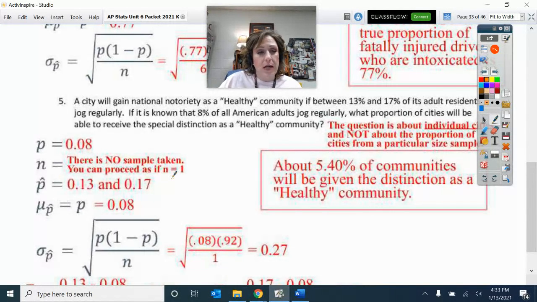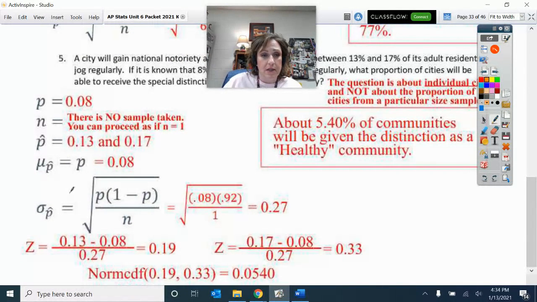So, I guess we just proceed as if our sample is just a sample of size 1. So I just take a look at what city has those individual proportions. Okay, so there we go. There's our standard deviation. So that tells me that about 5.4% of communities will get that distinction of being a healthy community.